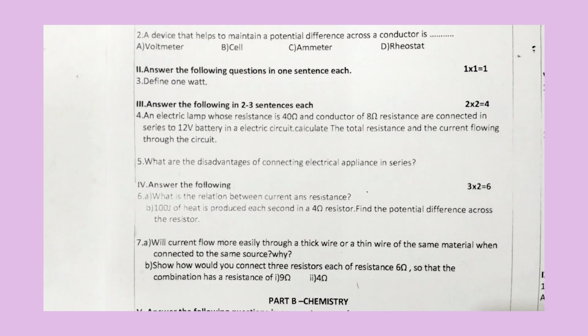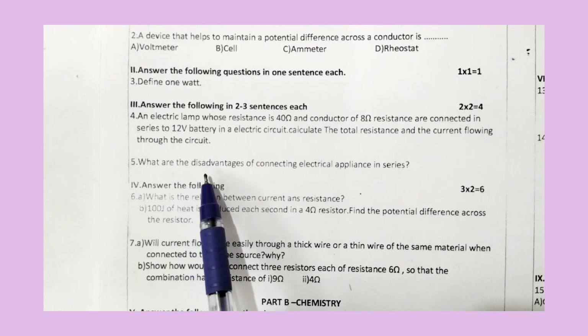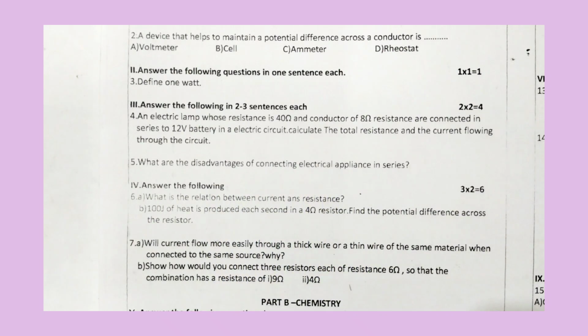So now let us move to the fifth question. The fifth question is: what are the disadvantages of connecting electrical appliances in series? So let us answer this question now.